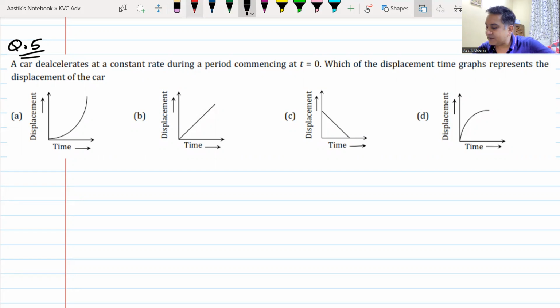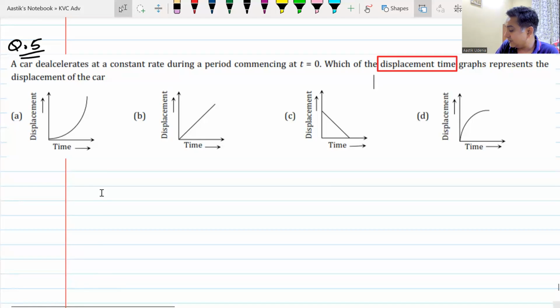It may not be a displacement time graph. It may be a position time graph. So pardon the language. Which of the following displacement time graphs represents the displacement of the car? Which of the graphs is correct? That is what they are asking. As simple as that. Can you tell me the answer for this one?